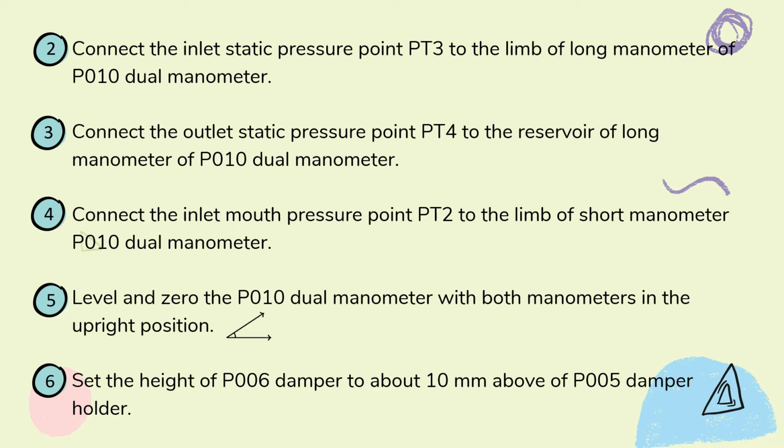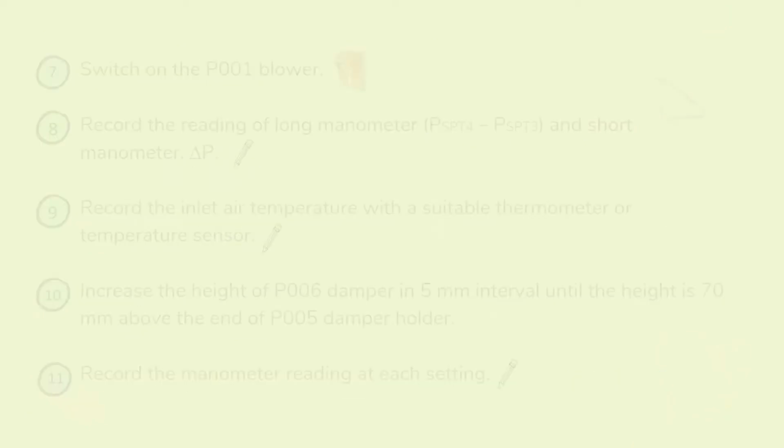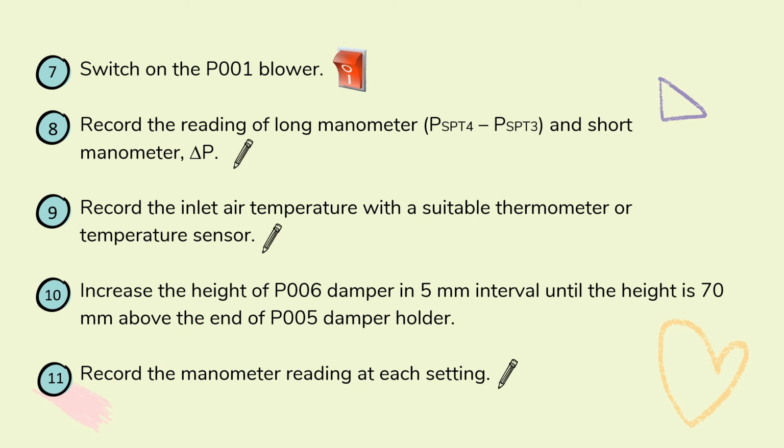Step 5, level and zero the P010 dual manometer with both manometers in the upright position. Step 6, set the height of the P006 damper to about 10 mm above the P005 damper holder. Step 7, switch on the P001 blower. Then record the readings of the long manometer and short manometer. Then record the inlet air temperature with a suitable thermometer or temperature sensor. Step 10, increase the height of the P006 damper in 5 mm intervals until the height is 70 mm above the end of the P005 damper holder. Step 11, record the manometer reading at each setting.